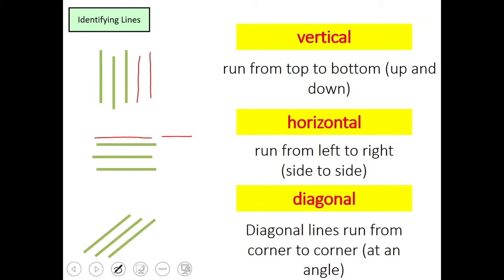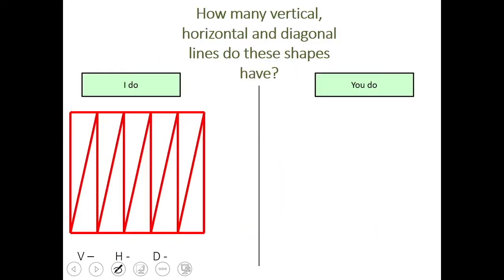So diagonal lines are basically straight lines that are not horizontal or vertical. It's important to know that diagonal lines will always be straight. So here we're going to do our first example. The question is asking us how many vertical, horizontal and diagonal lines do these shapes have.